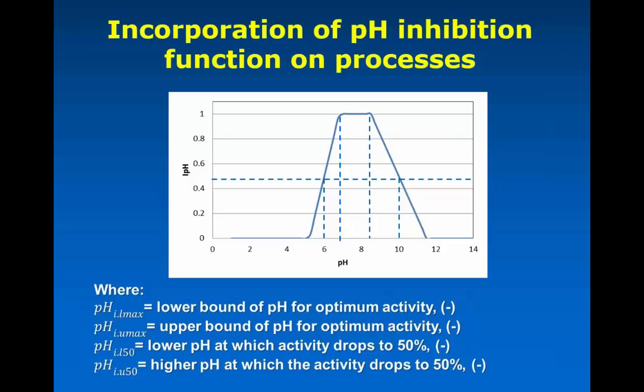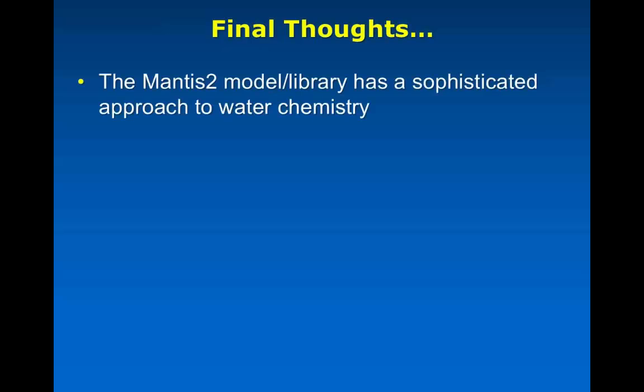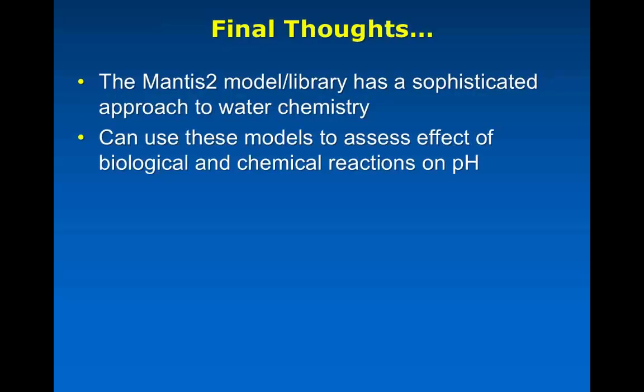As I said, the inhibition is turned off by default because it gives you one more thing to think about and calibrate when you're putting your model together. So we've left that off until you're ready to turn it on and use it. Okay, a few final thoughts. Mantis 2 is basically the model you want to be using if you want to do this level of pH and inorganic precipitation as well.